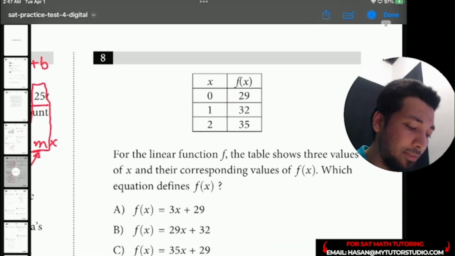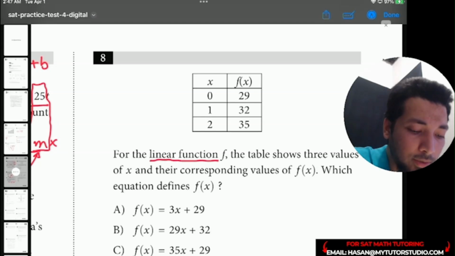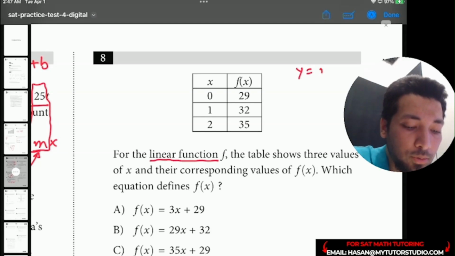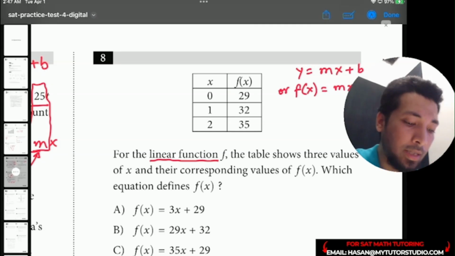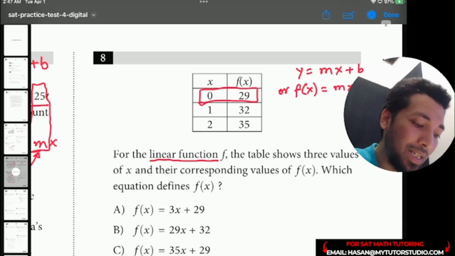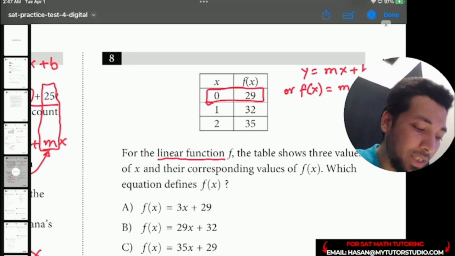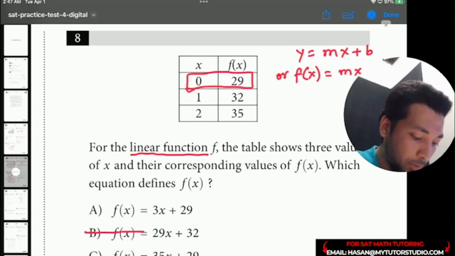For the linear function f, the table shows 3 values of x and their corresponding values of f of x. Which equation defines f of x? So we know that this is a linear function. So the linear function pattern is y is equal to mx plus b, or f of x is equal to mx plus b. Now I know that with x equal to 0, my y-intercept is 29. So b is 29. Therefore, it cannot be option B and it cannot be option D. So it can be either option A or C. Now I need to find the slope.